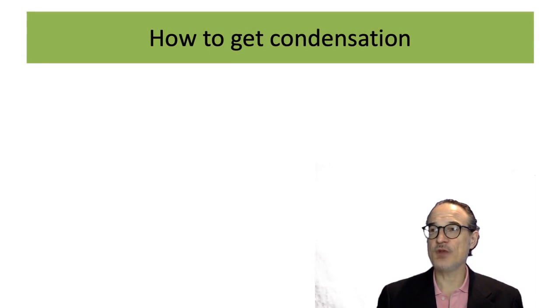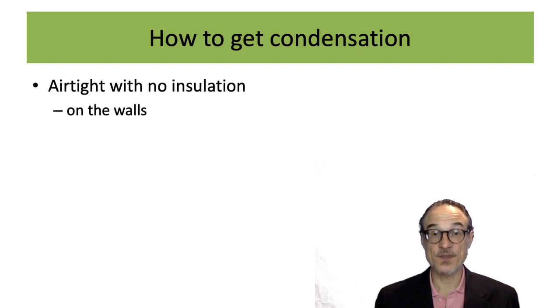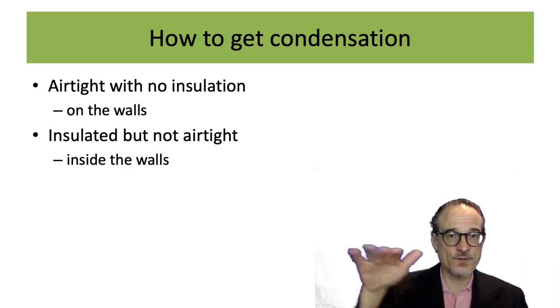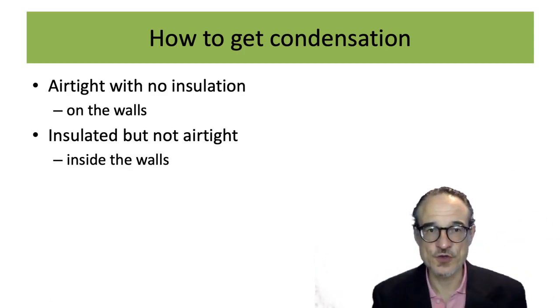So how do you get condensation then? Well, the simple answer is if you have a building that's airtight and not insulated, then you will get condensation from cold spots on the wall in the winter. If it's insulated and not airtight, if air is allowed to go through in the wrong direction, then you'll get humidity turning to condensation inside the walls. This can happen at some point. There's going to be different pressure inside and outside, and at some point probably you'll have air moving through the walls if they're not airtight.